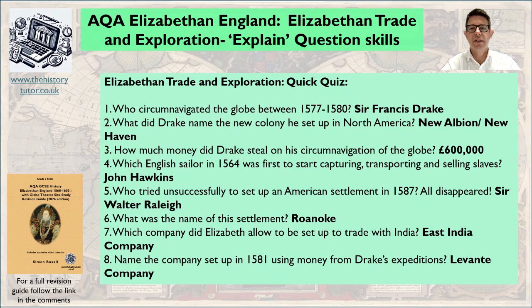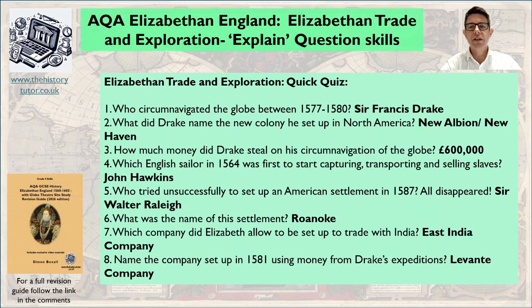So who circumnavigated the globe from 1577 to 1580? And of course, that's Sir Francis Drake. Now, you need to know some really good facts about that. Places he discovered, places he went, how much money he earned. So that's in the next set of questions. So let's have a look at those in a bit more detail.